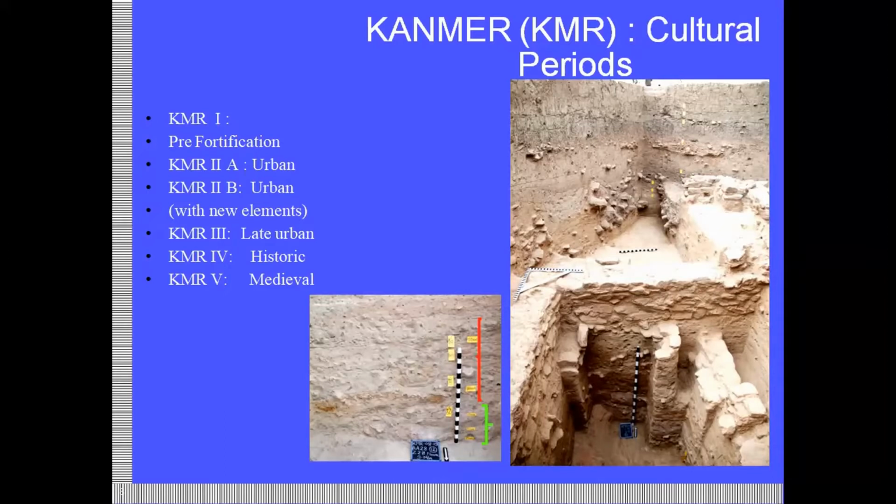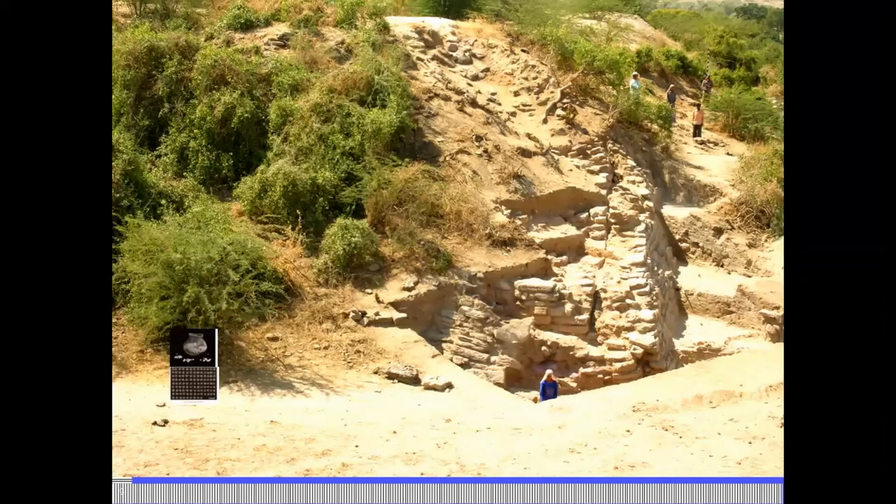And then the last cultural phase was represented by medieval material, and that medieval material is available in a small area in the central part, a little bit on the peripheral area, also on top of the fort wall, and that is there in the village too. So this is the cultural sequence at the site.